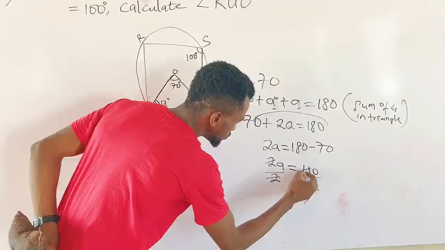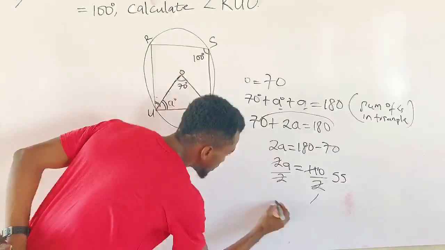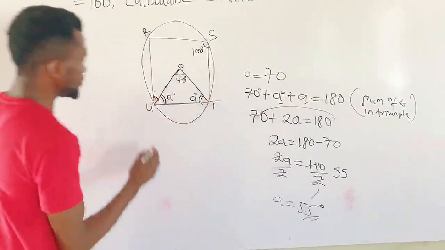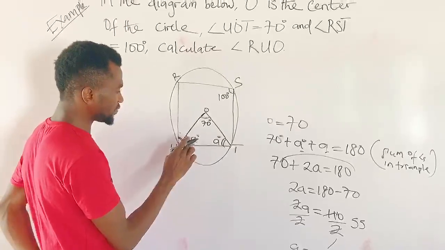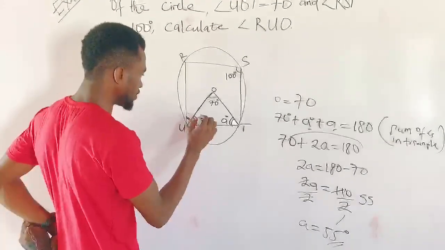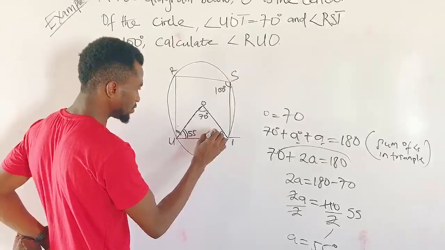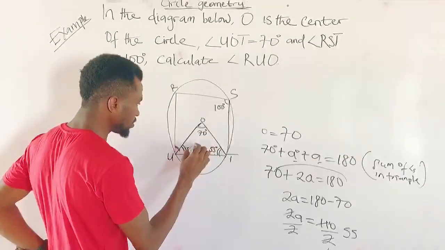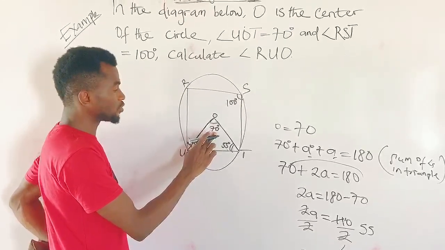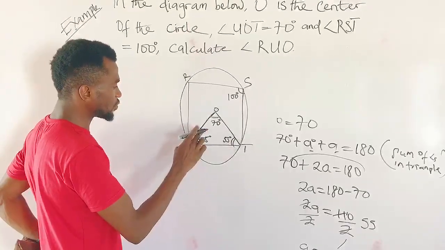2 here 1, 2 here 5, remember 1 here, 2 here 5. So a is equal to what? 55. It therefore implies that this place is 55 and this place is also 55. So let's put the value of the angle there. There is 55 and here is also 55. So by the time you add up 55 plus 55, 110, 110 plus 70 equals 180. We have certified the rule that says sum of angles in a triangle is equal to 180.